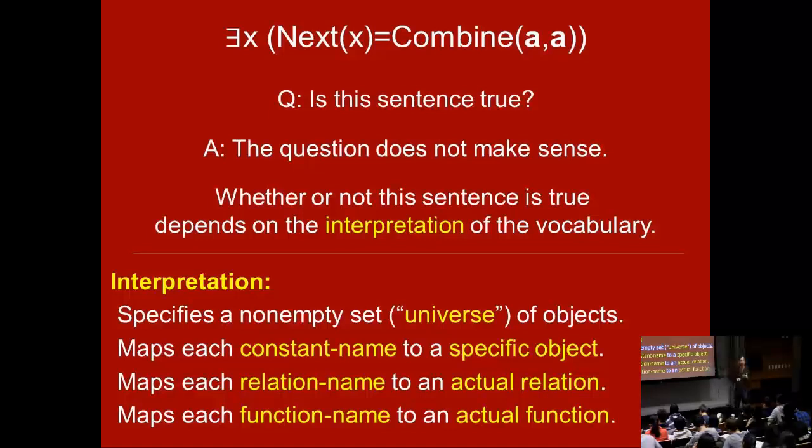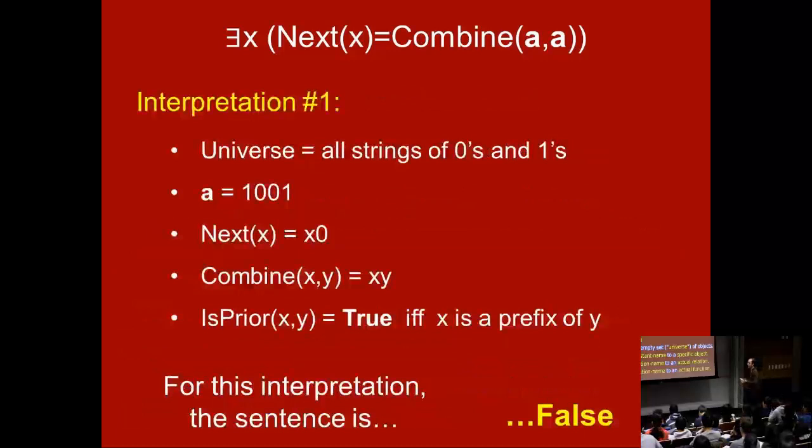Usually when you're doing first-order logic, you have an interpretation in mind. You have something you're trying to reason about, do proofs about. You invent a vocabulary that's about what you're trying to reason about, and you have an interpretation in mind.